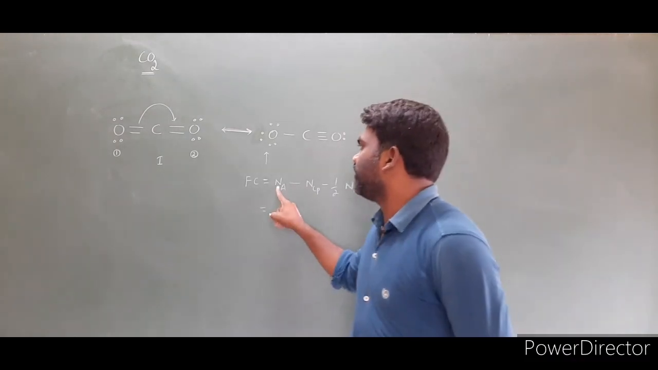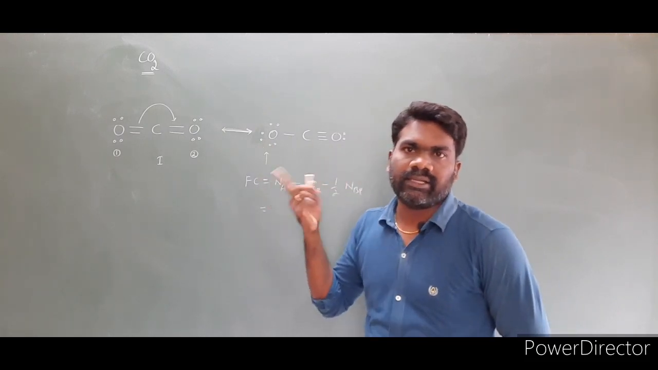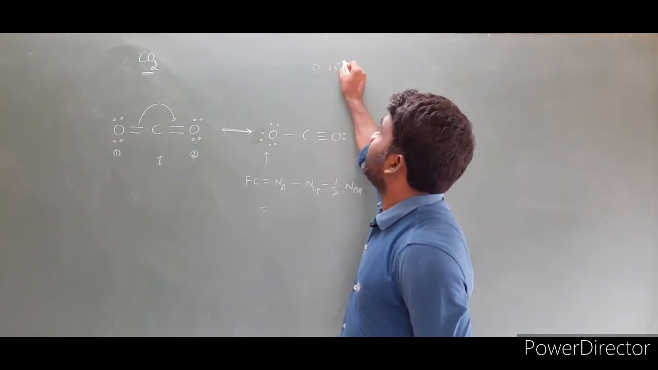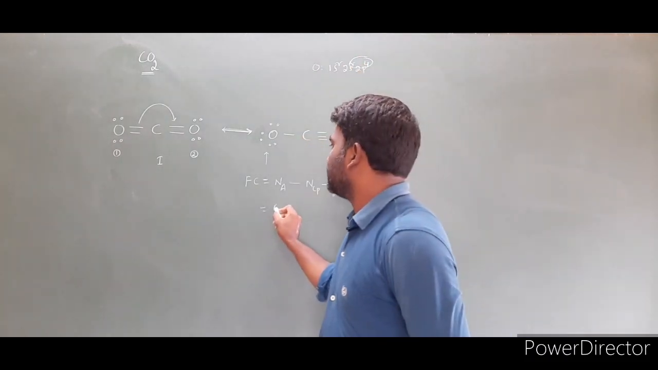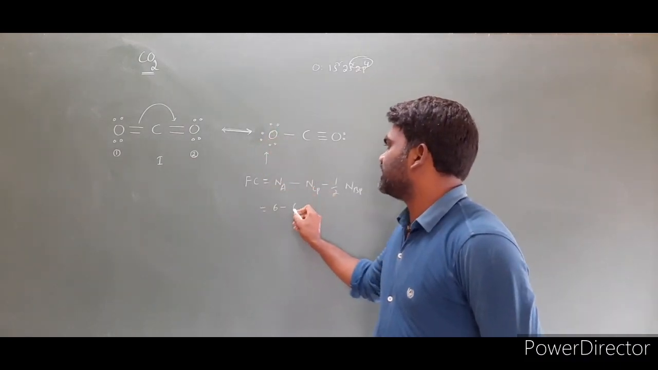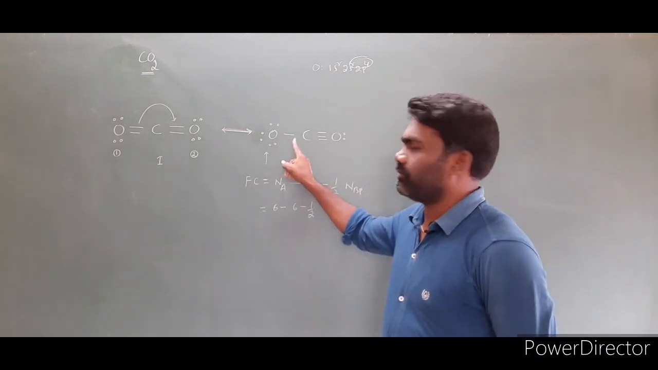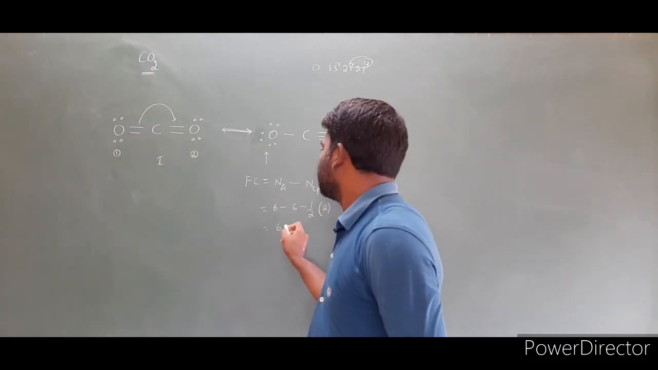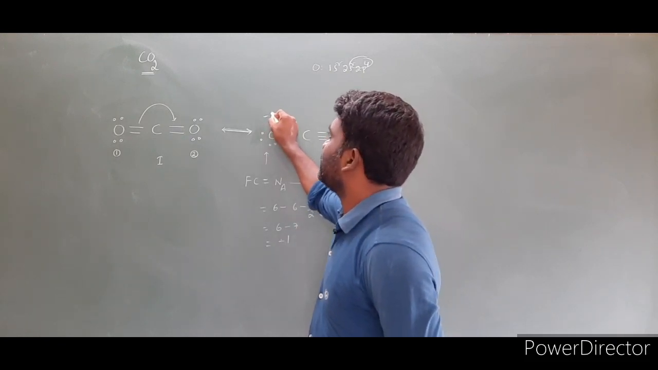Now we can take the number of electrons in the free atom. So oxygen atomic number is 8, its electronic configuration is 1s2, 2s2, 2p4. Number of valence electrons is equal to how many? 6. So 6 minus the number of lone pairs, 1, 2, 3, 4, 5, 6. 6 minus 6, isn't it? Minus half into the number of bond pairs. How many bonds are there? 1. So half into 2 electrons, each bond is made up of 2. That is equal to 6 minus 7, which is equal to minus 1. The charge present on this oxygen is minus 1.